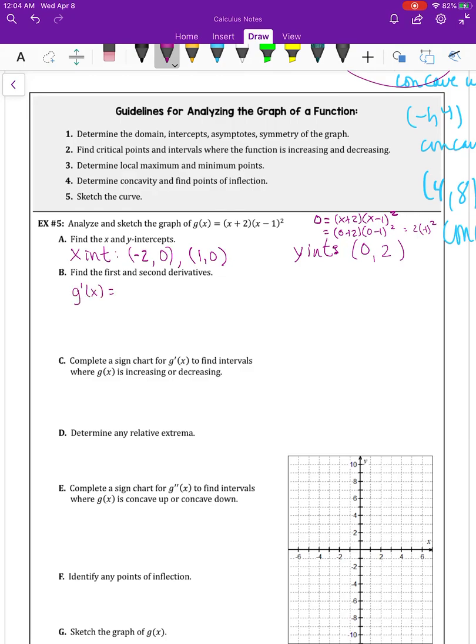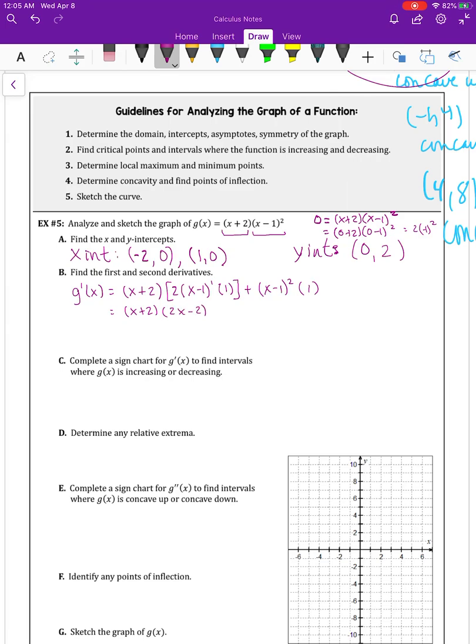Find the first and second derivatives, okay? So if I was going to find the first derivative, I would have to use the product rule. This is f of x times g of x. So I've got f of x times the derivative of the second. The derivative of the second, I'd bring the 2 down, times x minus 1 to the 1, times the derivative of x minus 1. And then plus the second times the derivative of the first.